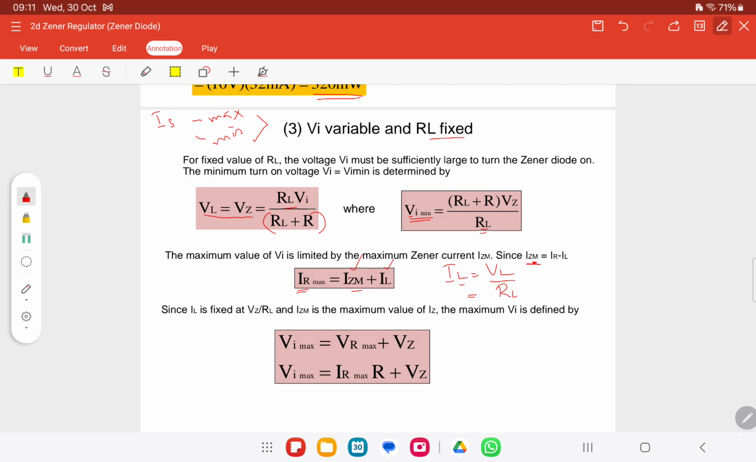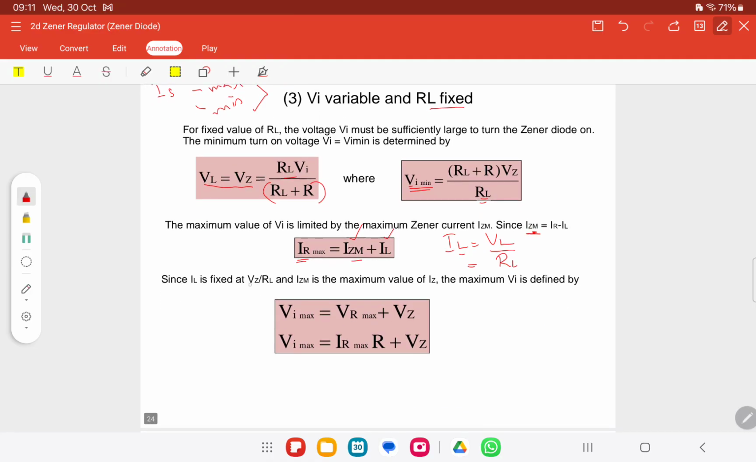Okay, so we can get the IR. If not confident it is either IR max or min, you just tulis IR dulu. Okay, so now ini dia dah tulis dah. IL is fixed since VZ over RL, and IZM is the maximum value of the diode. Okay, dia tak boleh exceed the IZ. So now kita boleh dapat the VI. VI is equals to VR tambah dengan VZ. Okay, VR is from the IR tadi ni.